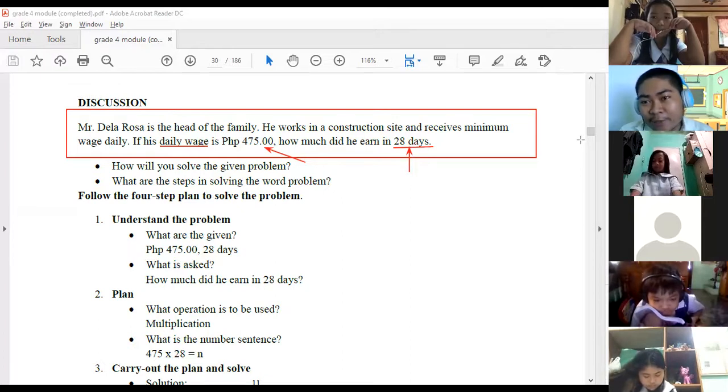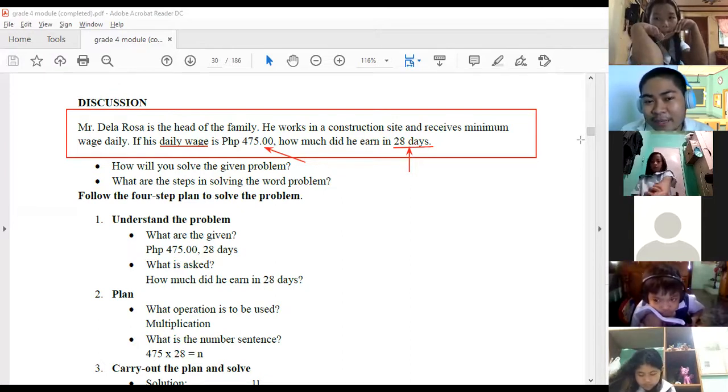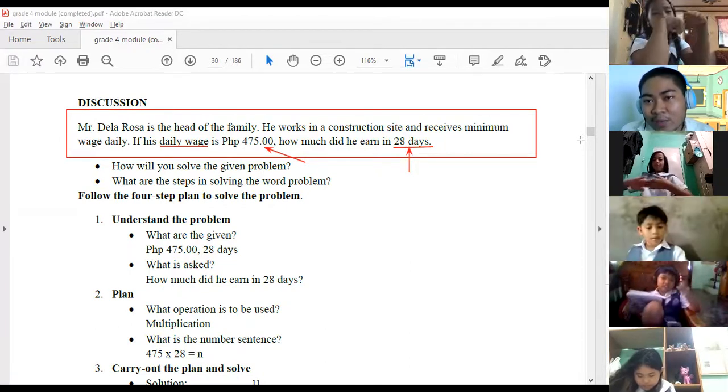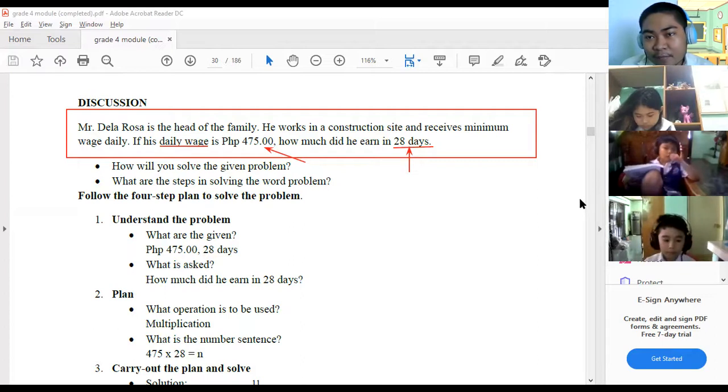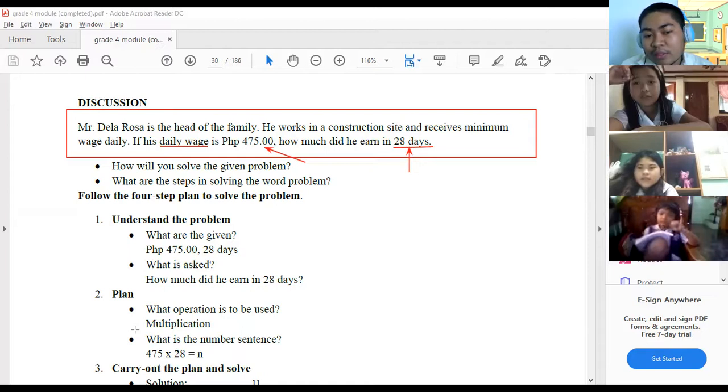Okay? So after knowing what is being asked and what the givens are, we need now to plan. Kailangan na natin magplano, tama? So alam na natin yung problema, we need to plan na. So what operation is to be used? Multiplication. So what is the number sentence?